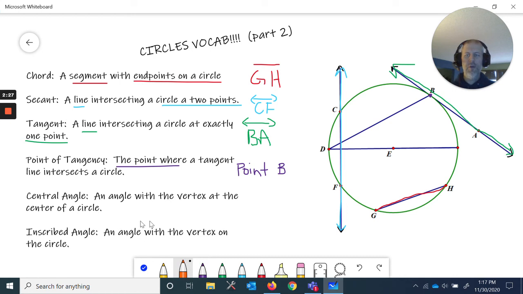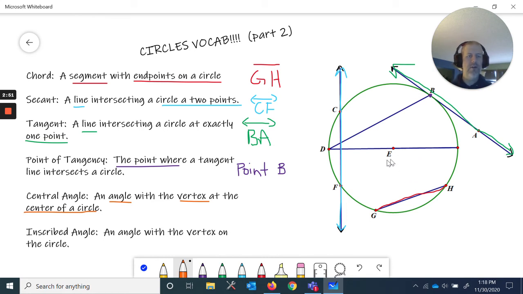Okay, last 2. A central angle. So we know an angle has a couple of sides that open. They meet at a vertex. The vertex is where the 2 sides meet to form that angle. And the central versus inscribed is all about the location of the vertex. So if the vertex is the center of a circle, it's called a central angle. Center vertex, central angle. Kind of makes sense there.